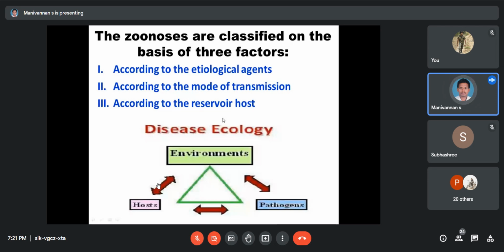The host survives inside the organ and spreads the disease to all the others. That is the reservoir. Okay, it's clear. What is the mode of transmission and what is the reservoir host? Okay, it's clear. Now you see the graph.